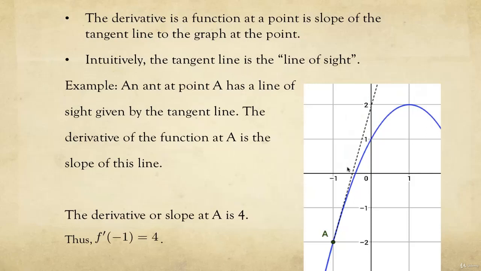So in this case, you notice that the slope of this tangent line is rise is 4, run is 1, so the slope is 4. Therefore, the derivative at a is also 4. So we say that f prime, which is the derivative function, at -1, the x value of the point a, f prime of -1 therefore is 4. So again, that's a very intuitive definition.